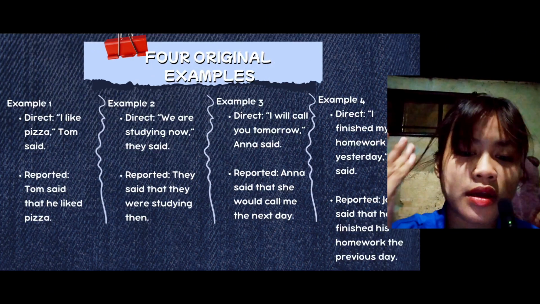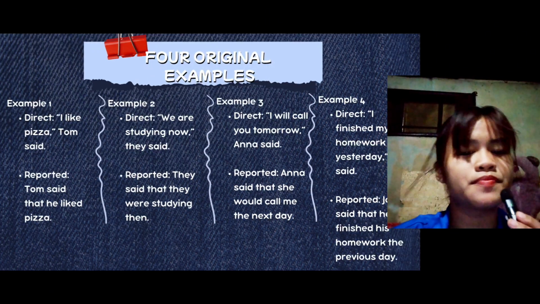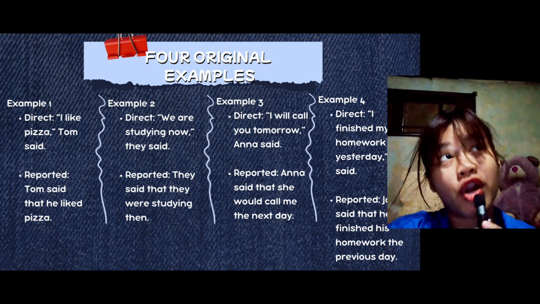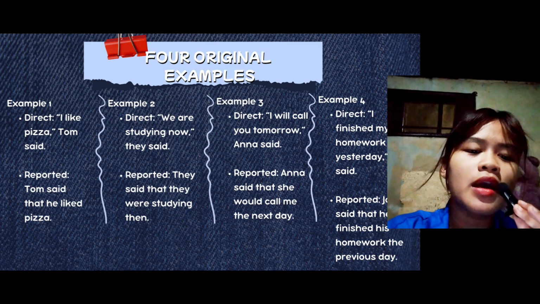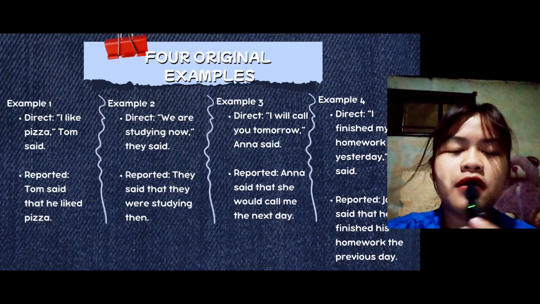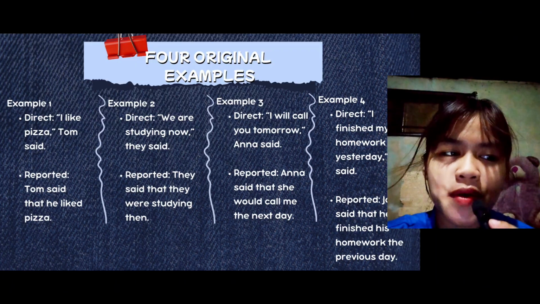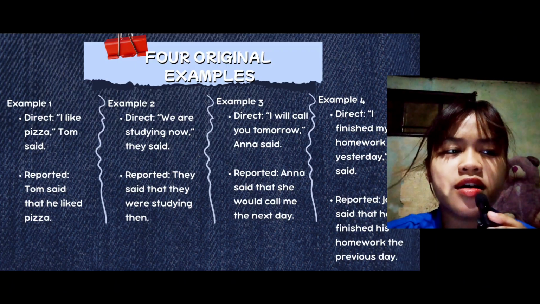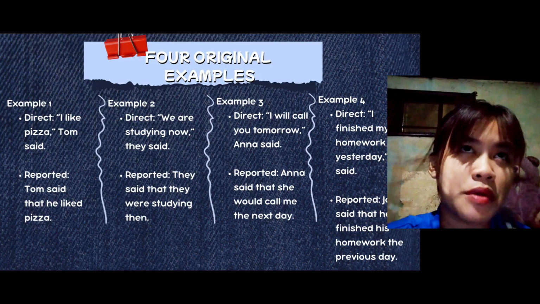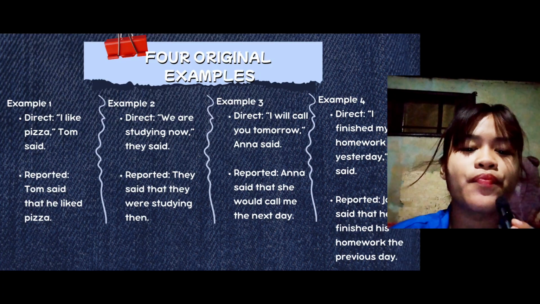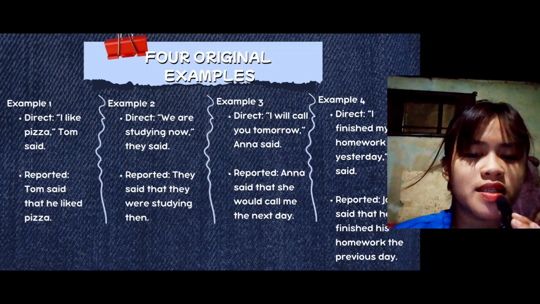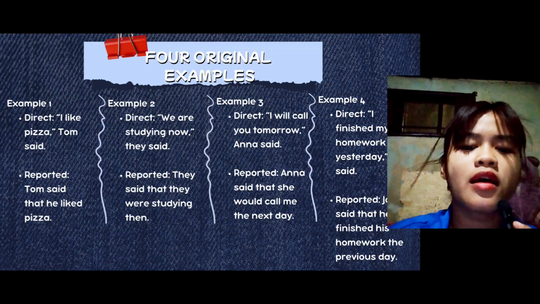Four original examples. Example 1, direct: I like pizza, Tom said. Reported: Tom said that he liked pizza. Example 2, direct: We are studying now, they say. In reported speech form, they say that they were studying then.